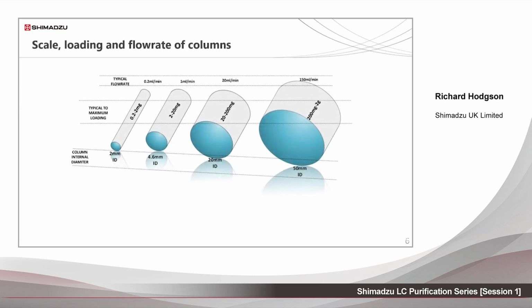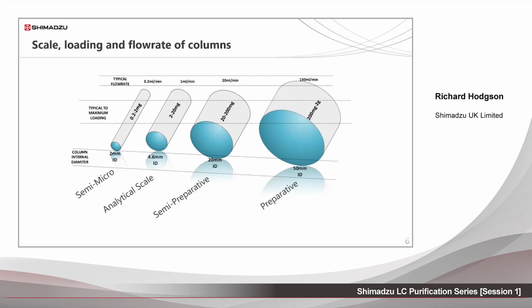If we look at this chart, we can see the general descriptions for different LC column sizes. Down at low flow rates, we have narrow 2 mm ID columns, sometimes referred to as semi-microscale. Then around 4.6 mm ID columns at analytical scale, 20 mm ID columns at semi-preparative scale, and lastly 50 mm ID columns of flow rates of up to 150 millilitres per minute of preparative scale.